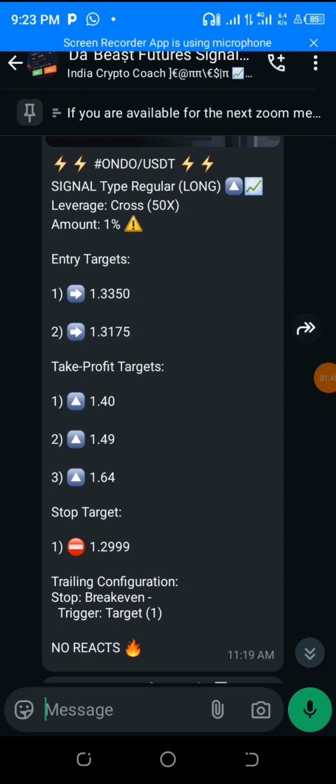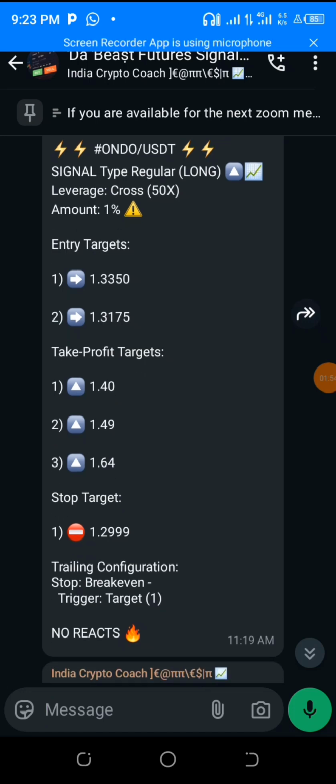Now, entry target. You have 1.335, that is entry target 1, and then entry target 2, 1.3175. Now, if you see this signal and you meet the price between 1.335 and 1.317, that is a better position. That is a very good position to enter that trade.